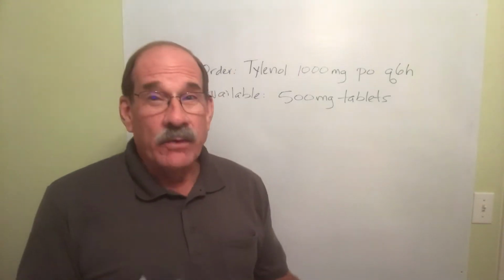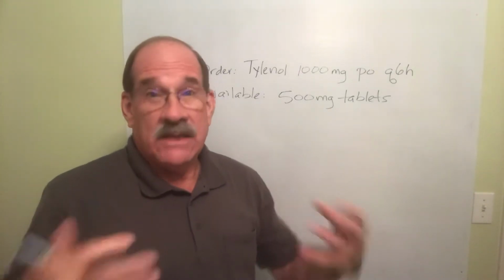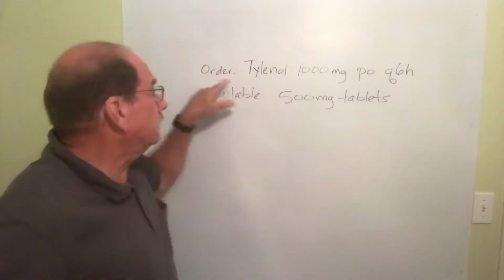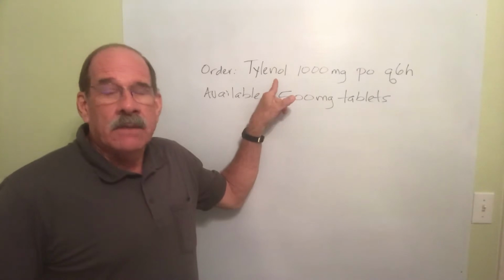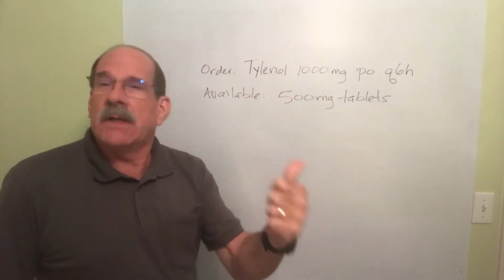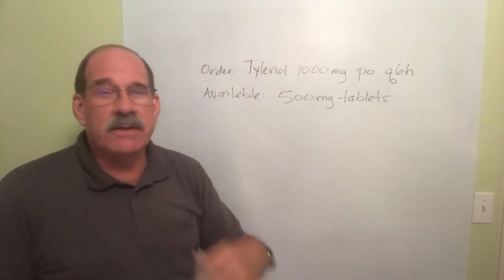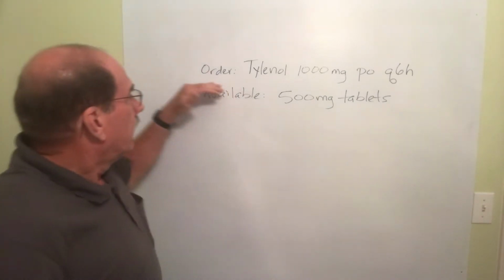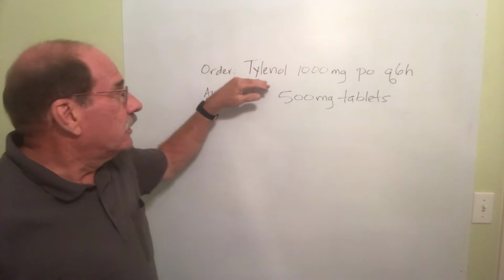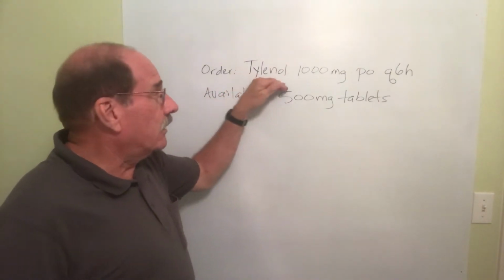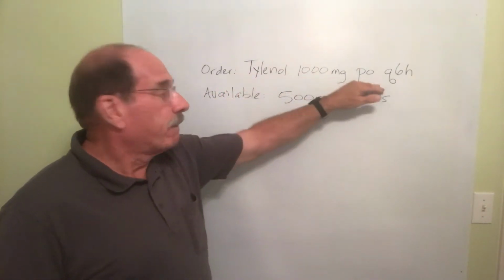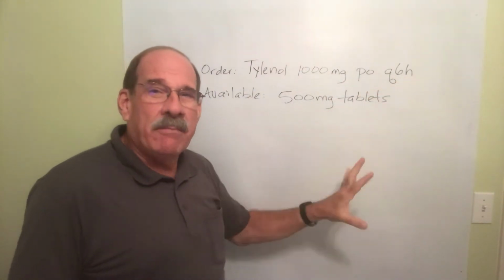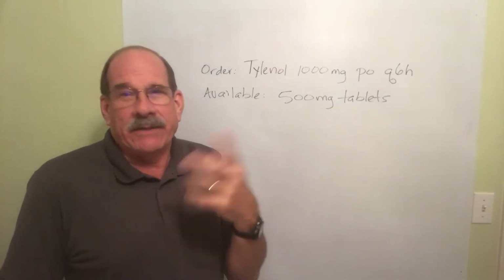Well, I'm going to start really slow and keep going slow most of the time. So here we have the order. The licensed prescriber, the doctor, the nurse practitioner, the physician assistant, or your friend Joe down the highway says, okay, here's the order. You're supposed to give your patient Tylenol, 1,000 milligrams, PO by mouth orally every 6 hours.